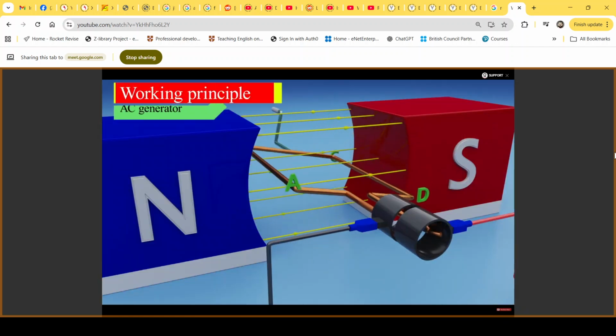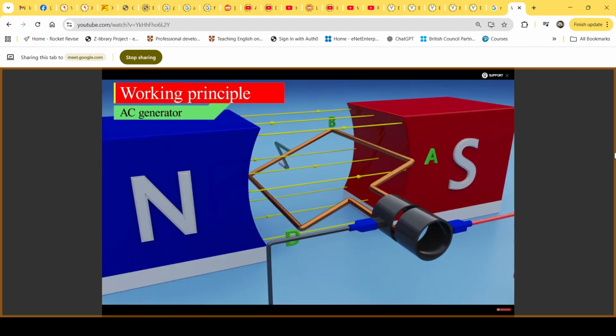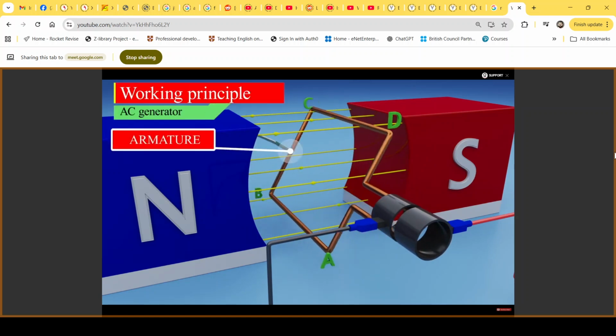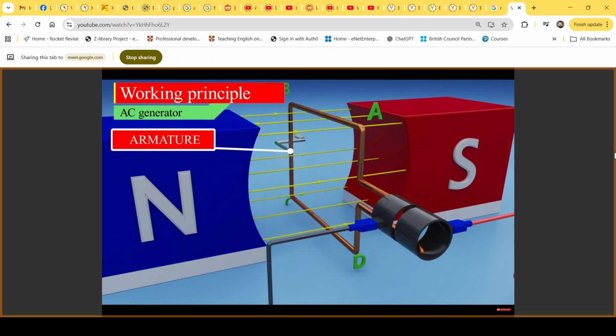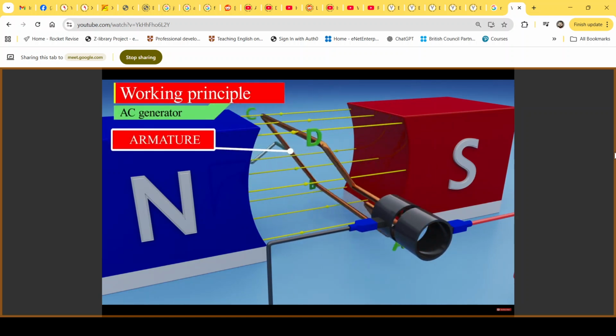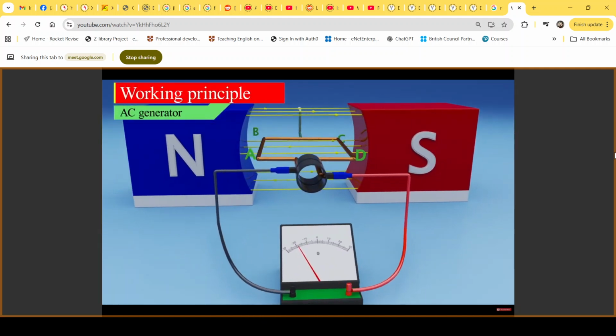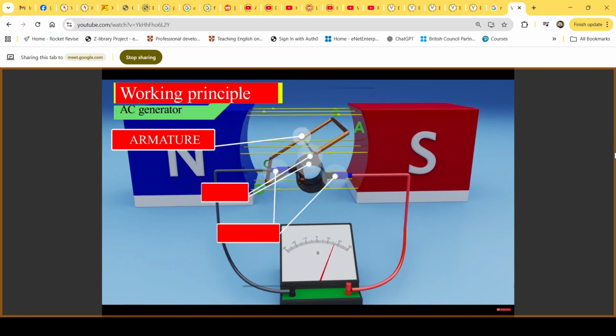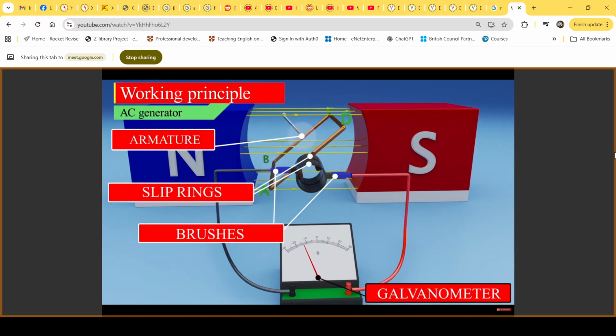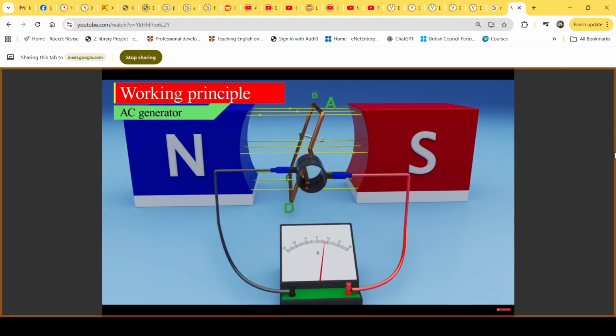Furthermore, we will explain the working principle of the AC generator. When the armature rotates between the poles of magnetic field, armature cuts the lines of magnetic field and generates current in the coil of armature. This induced current then flows through the circuits connected to the armature. In fact, it flows through the armature, slip rings, brushes, and through galvanometer, in which we have a response. As you can see, galvanometer needle swings between negative and positive values. This means that alternating current passes through galvanometer.